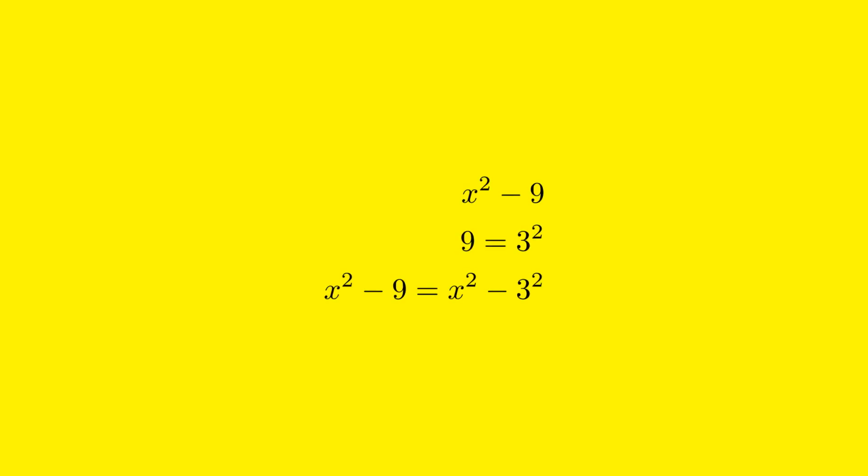First, observe the expression x squared minus 9. Notice that 9 is a perfect square because it can be written as 3 squared. Now, rewrite the expression as x squared minus 3 squared. This step highlights that we are dealing with the difference of squares, where one term is x squared and the other term is 3 squared.